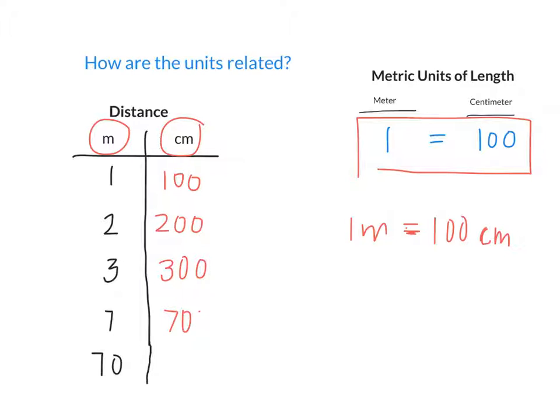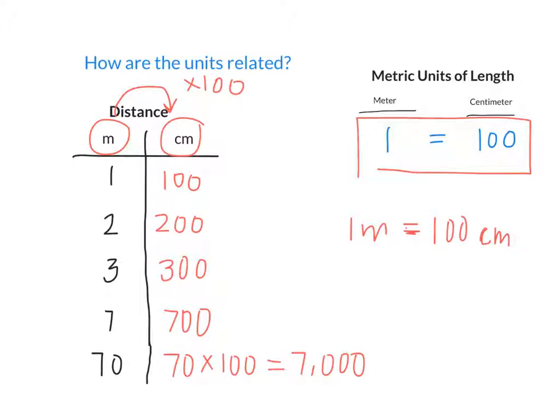700. Before we do the last one, let me ask you again, what's the rule? If I want to change from meters to centimeters, what do I need to do? Sparsh? Multiply by 100. Very good. So, how many centimeters are in 70 meters? Well, I have to do 70 times 100, which is, Zara? 7,000. So what I can say is that there are 7,000 centimeters in 70 meters.